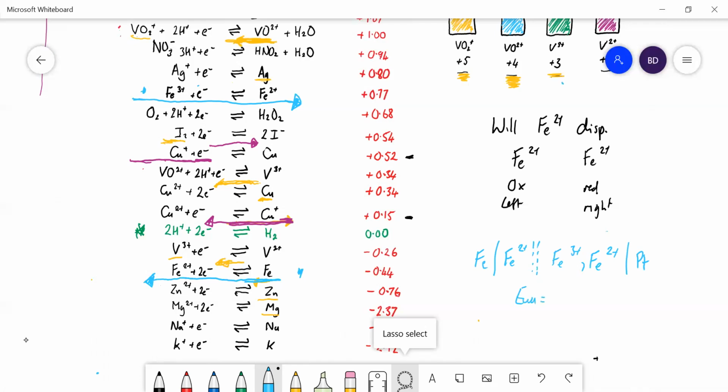E cell would be equal to E right minus E left. E right is plus 0.77 minus 0.44. So that is going to give us, right, mental arithmetic is not my strong point, so whatever that is, it's going to be pretty positive. So the iron will not disproportionate.